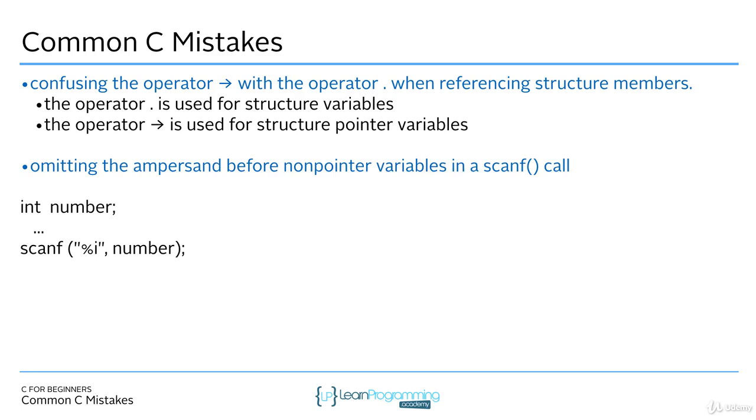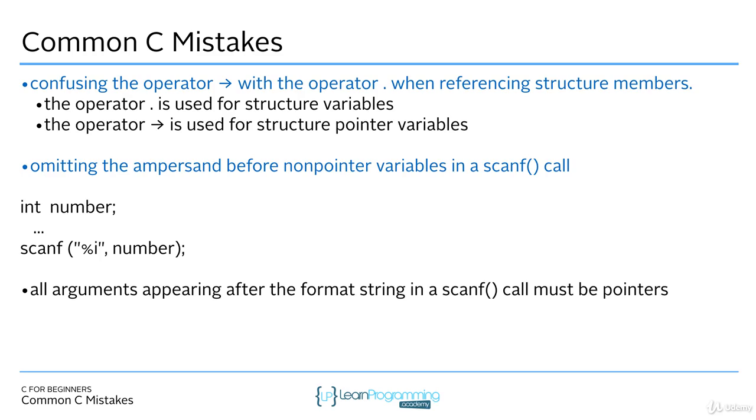Omitting the ampersand before non-pointer variables in a scanf call. So remember our scanf call, it expects a pointer as a second argument, and that means an address. When we declare a variable of type int, that's not a pointer. So in order to allow scanf to store that data in our int variable, we have to pass it the ampersand to say it's an address. So this is incorrect. Not having the ampersand before number in scanf as the second argument is not valid. The only time you do not have the ampersand is if you're using a pointer, like a character array. All arguments appearing after the format string in scanf must be pointers.